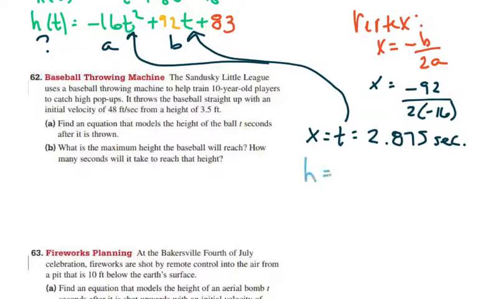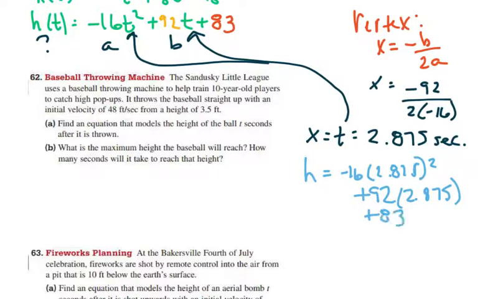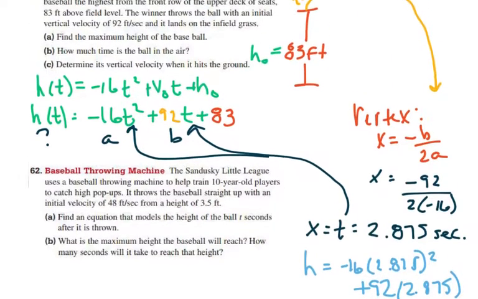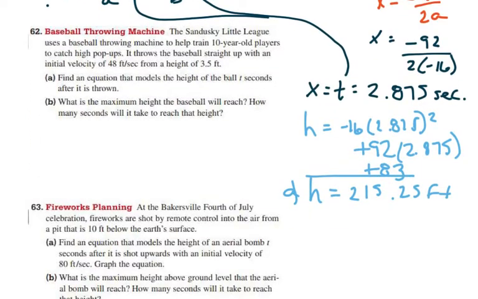So our height is going to be negative 16 times 2.875 squared, plus 92 times 2.875 plus 83. And when you calculate that, your height is actually 215.25 feet. So that's part A.